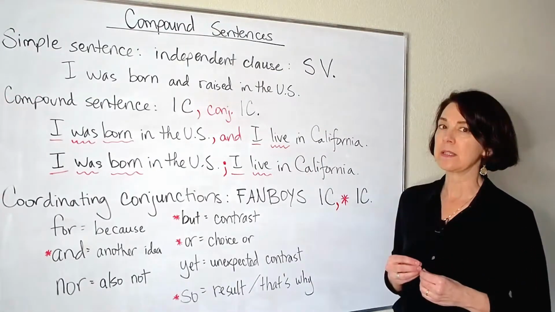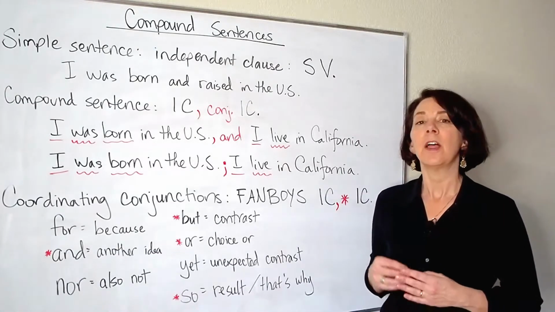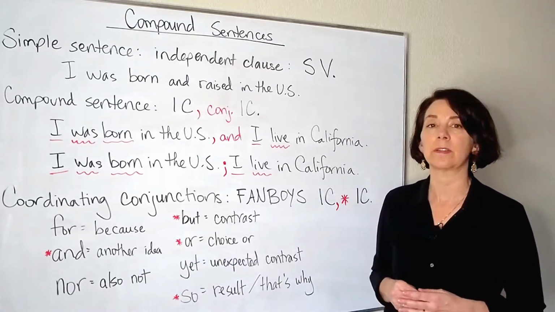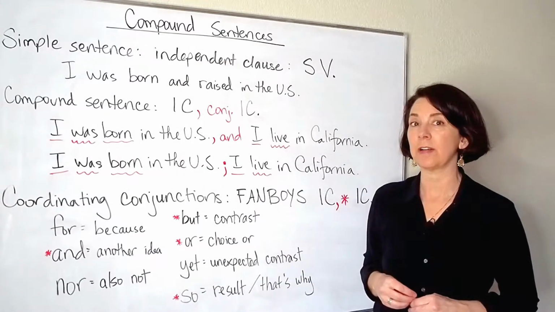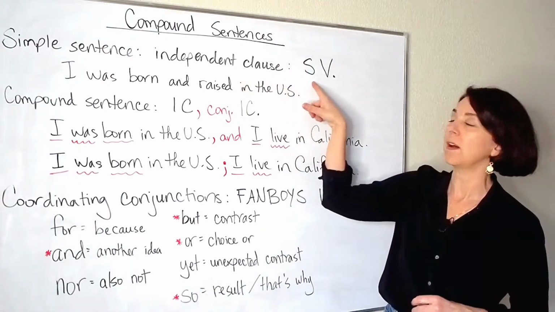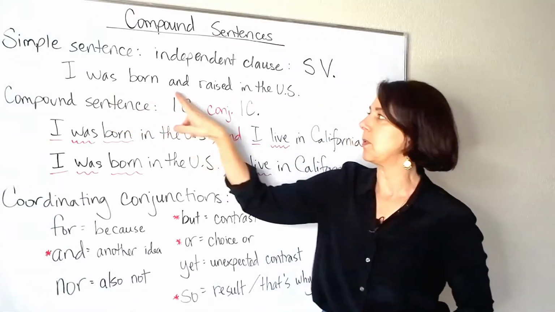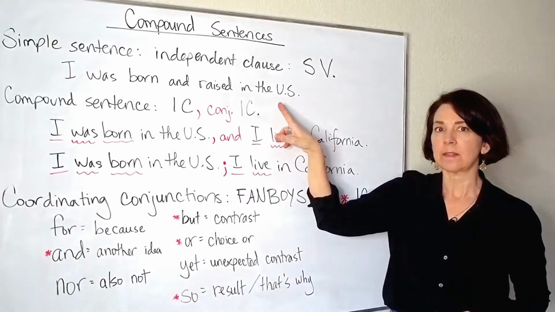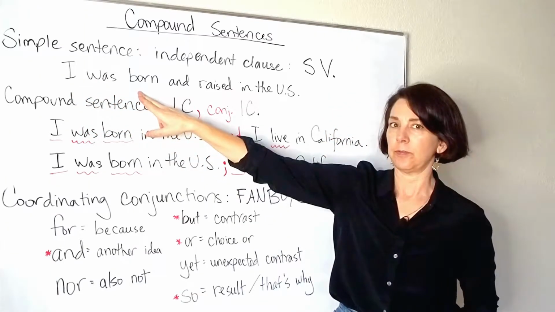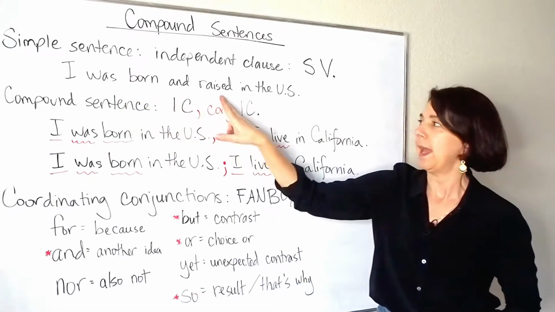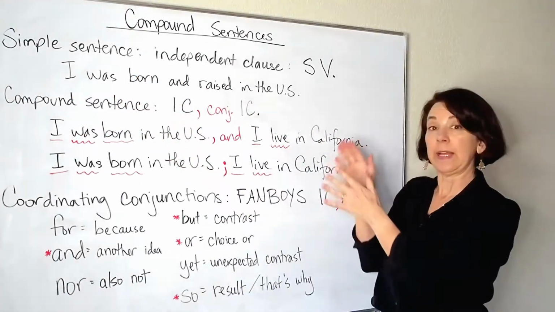So compound sentences are usually the second type of sentence that we learn how to write. The first type of sentence that we learn is called a simple sentence. A simple sentence is an independent clause. In other words, an independent clause has a subject and verb. For example, I was born and raised in the United States. Here we have one subject and we have a verb, was born, and we also have the second verb, raised, but we have one subject. So that's a simple sentence.